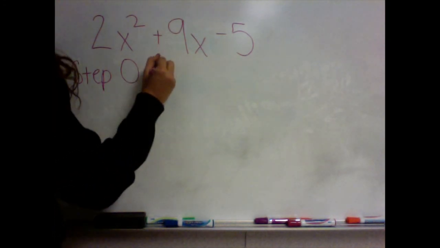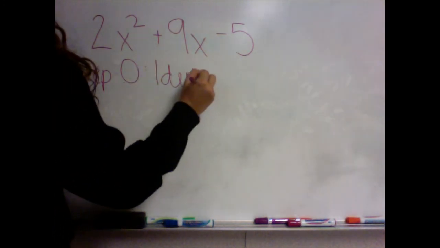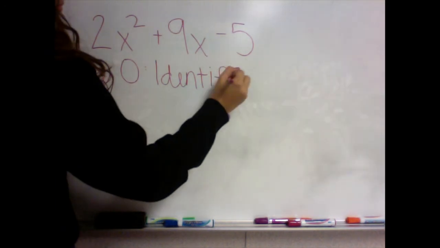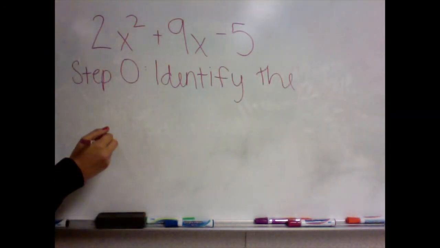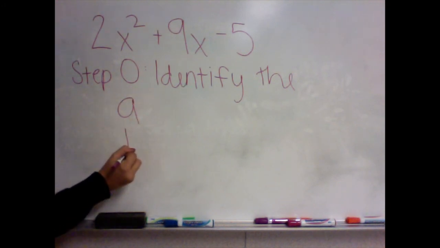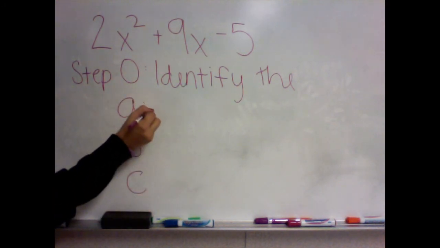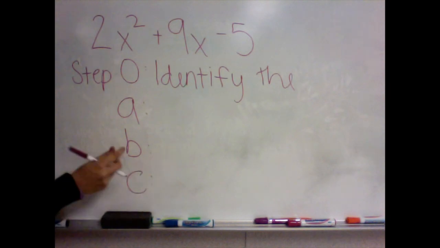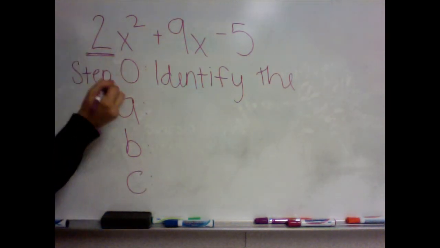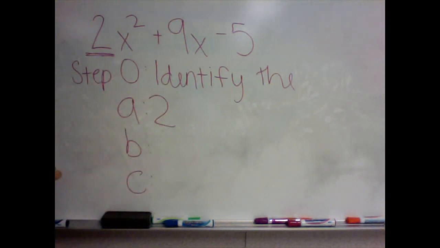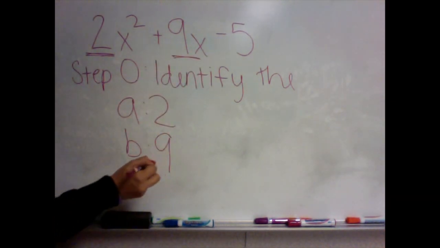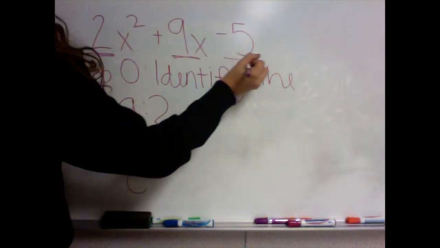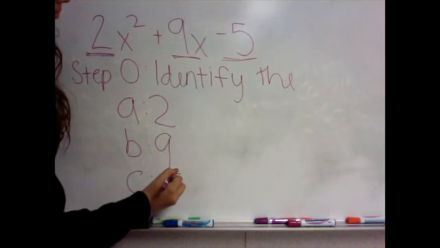Step 0, you are going to identify the A, B, and C values. The A value is what's in front of the x squared. The B value is what's in front of the x. So the A value would be 2 because it's in front of the x squared. The B value is what's in front of the x, which would be 9. And the C value stands alone, which is negative 5.